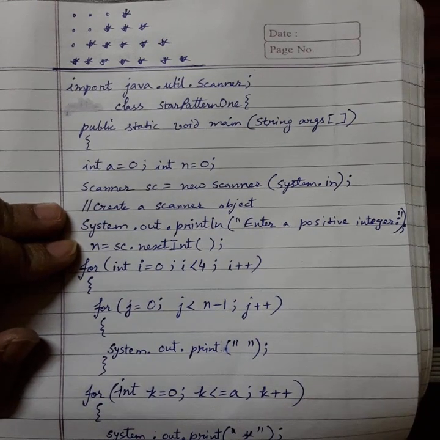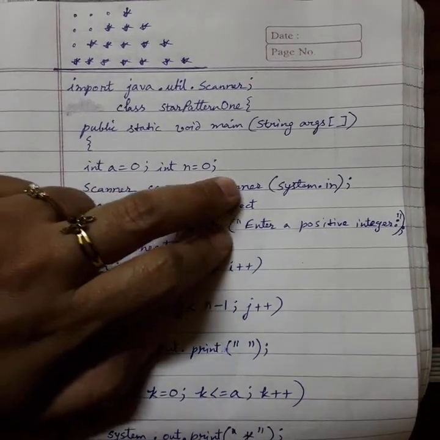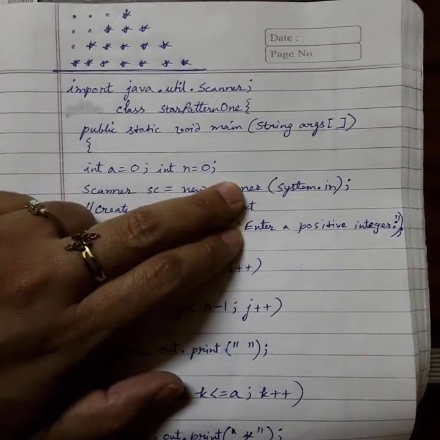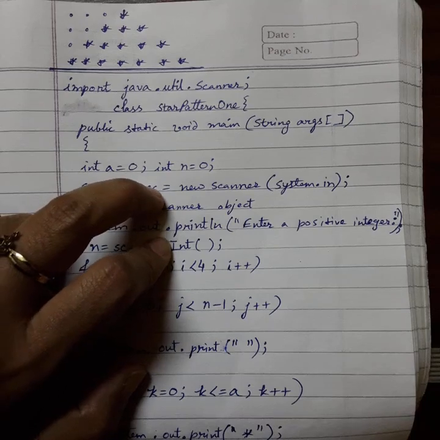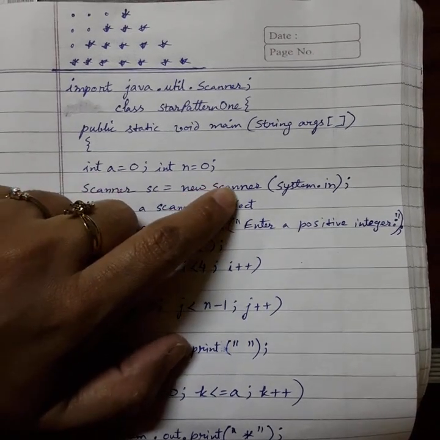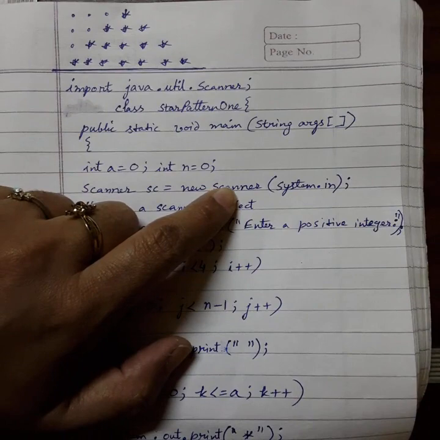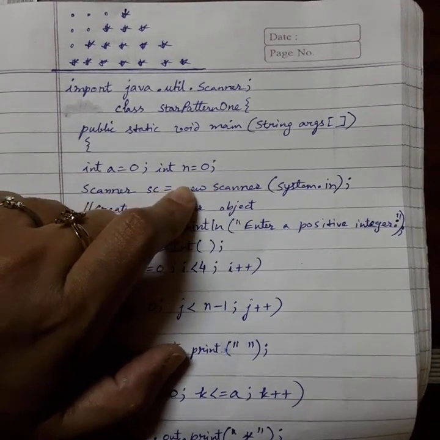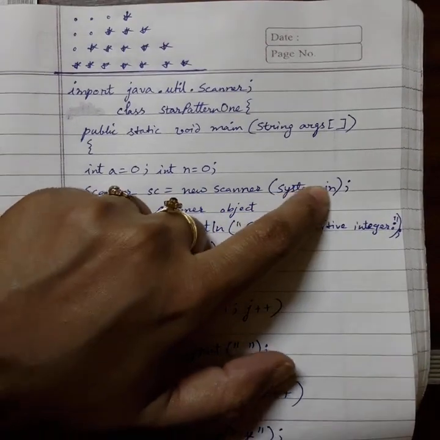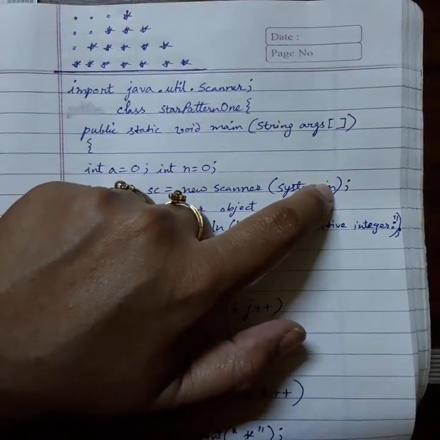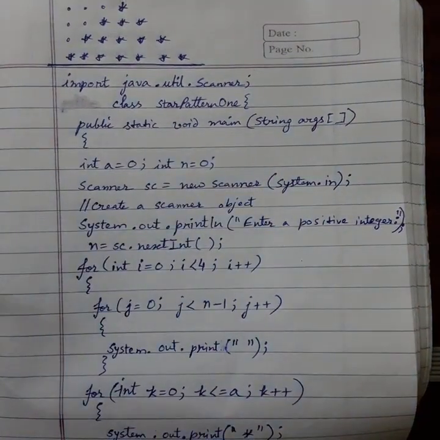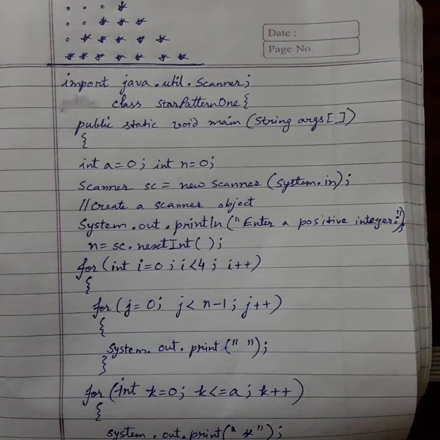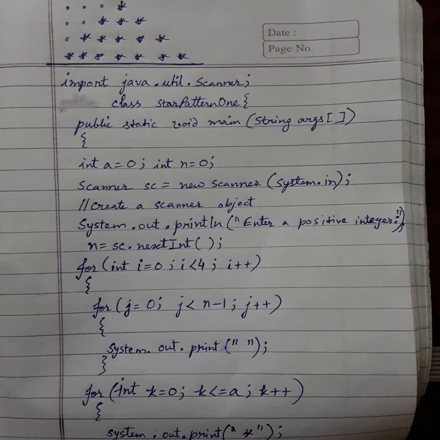Now this is how we create an object of this Scanner. This is how we create an object of a class. So here we created a Scanner object sc. It takes an argument System.in. This is the input stream that will be taking the data from the command line, from the argument.